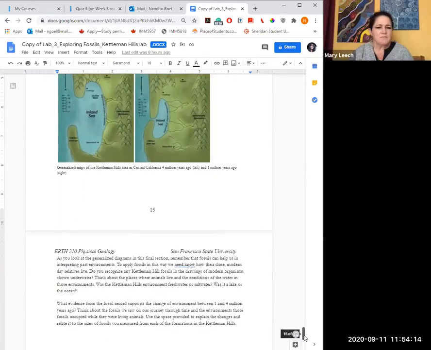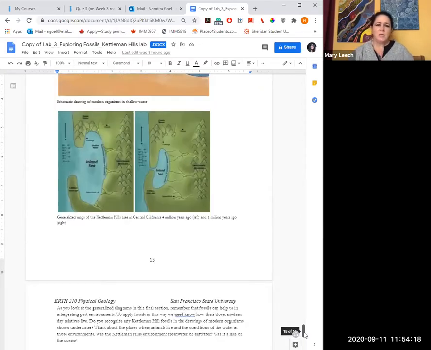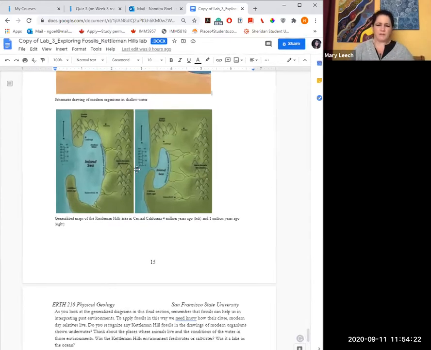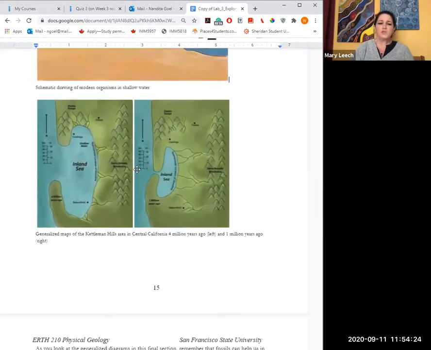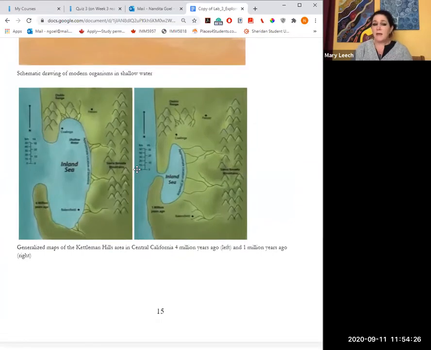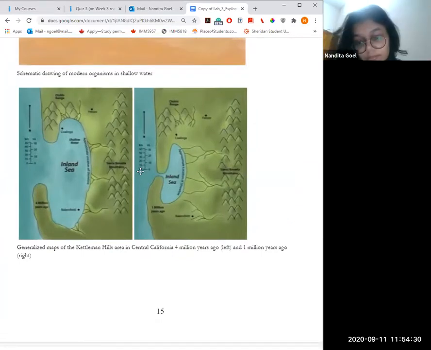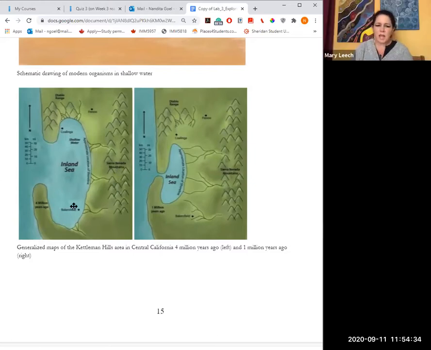And then this diagram here showing this inland sea. This is called paleogeography. This is what the land used to look like that we imagine. It's a cartoon, of course, but on the left-hand side, that's what this inland sea looked like 4 million years ago. So the sea level was higher, the mountains hadn't risen up quite so high then.